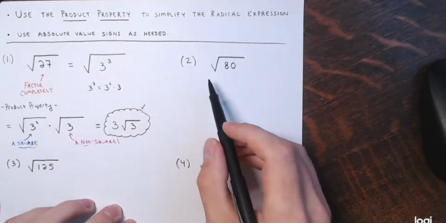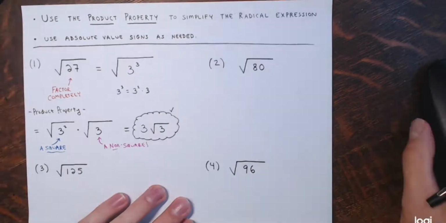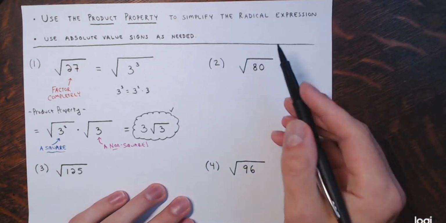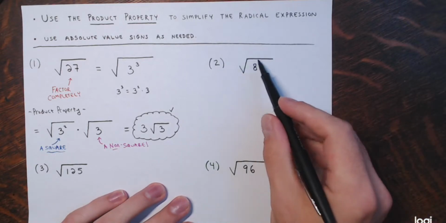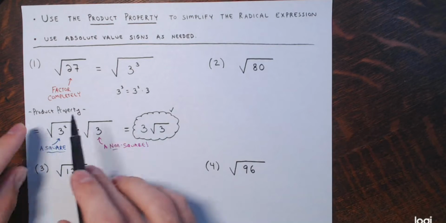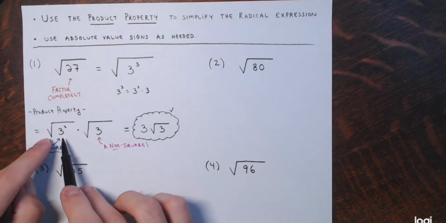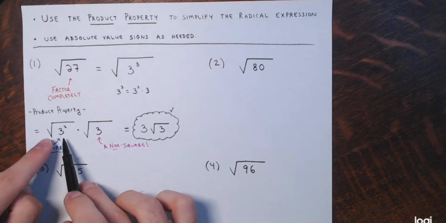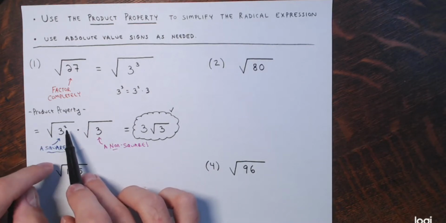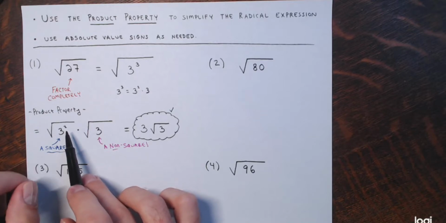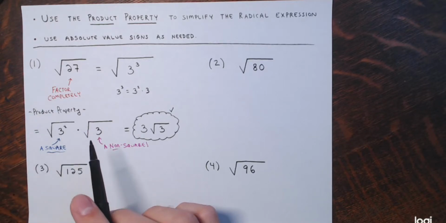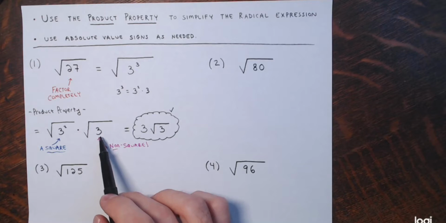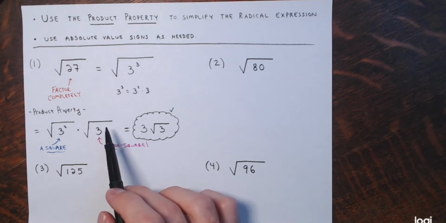Alright, so number 2. Same thing. It's another square root. So when I use the product property later, I'll break it up to a square root times a square root. And in one of the square roots, I'm going to have something that can be written to the second power, right? So basically anything with even powers. And then in the other square root, I'll have the factors that can't be written to the second power.